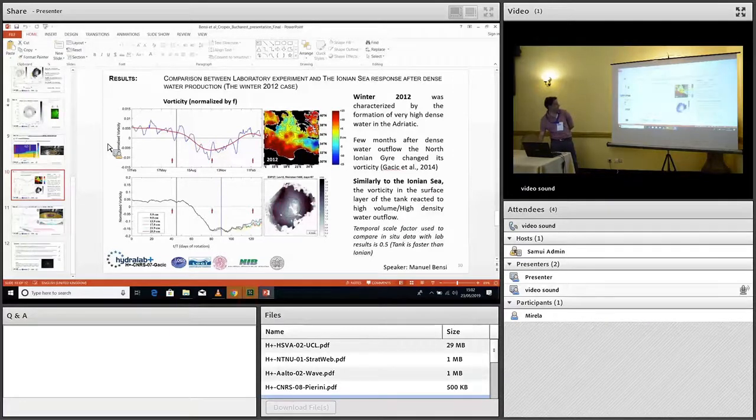The vorticity is compared by scale, exactly normalized by the F factor that is different in the tank and in the real ocean, in the Ionian Sea. So in that case, we have a good comparison also in terms of normalized vorticity change. So we normalize the vorticity, this is in the tank. Okay.